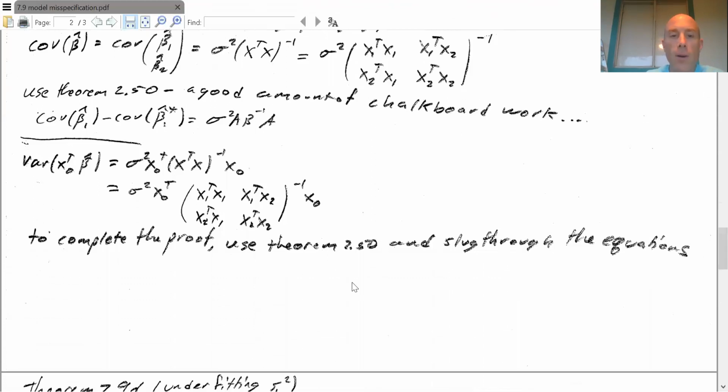All right, so to prove this, once again, we use theorem 2.50. It's slightly different, but it's really conceptually the same. We just end up working through this matrix, and then we work through multiplying on each side. It'll work out, but it takes a bit.